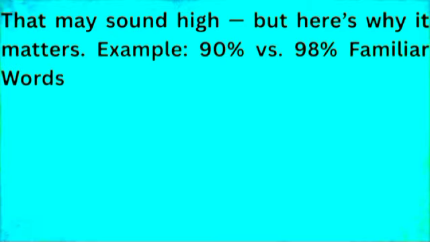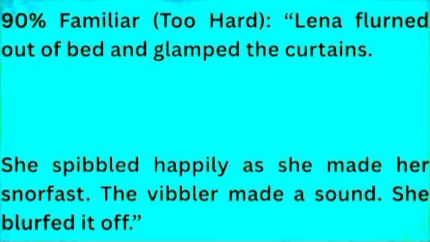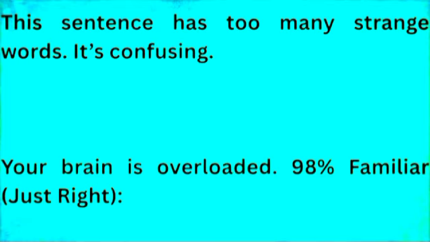90% versus 98%. Familiar words, 90%. Too hard. Lena flirted out of bed and glamped the curtains. She spibbled happily as she made her snore fast. The Vibbler made a sound. She blurfed it off. This sentence has too many strange words. It's confusing. Your brain is overloaded.